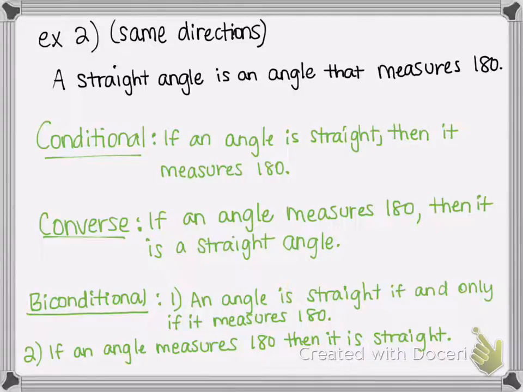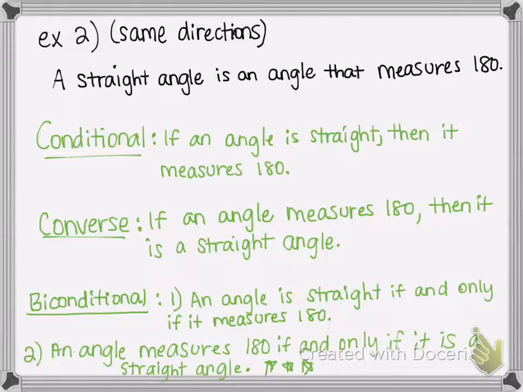What? No, that is wrong, folks. Hold on while I fix my error. Okay, I fixed it. The second one should say an angle measures 180 if and only if it is a straight angle. Excuse me, I just copied it down wrong. So that's the answer to the example you should have nailed by yourself.